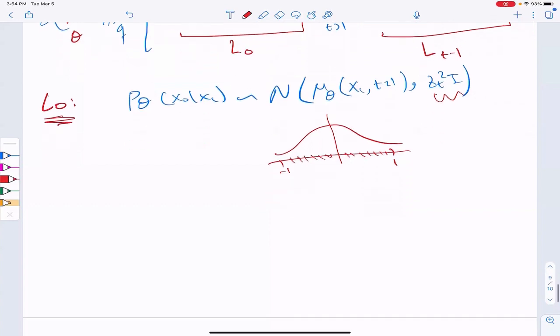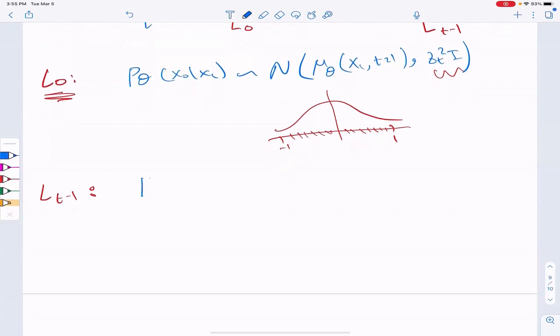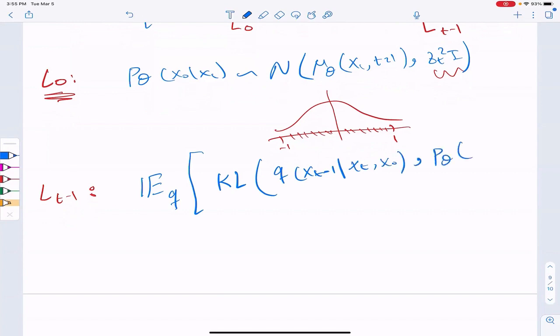What about one of the other loss functions? Let's say L t minus 1. Let's focus on that loss function. It's the expectation over Q of the KL distance between Q of xt minus 1 given xt and x0, and P of xt minus 1 given xt.